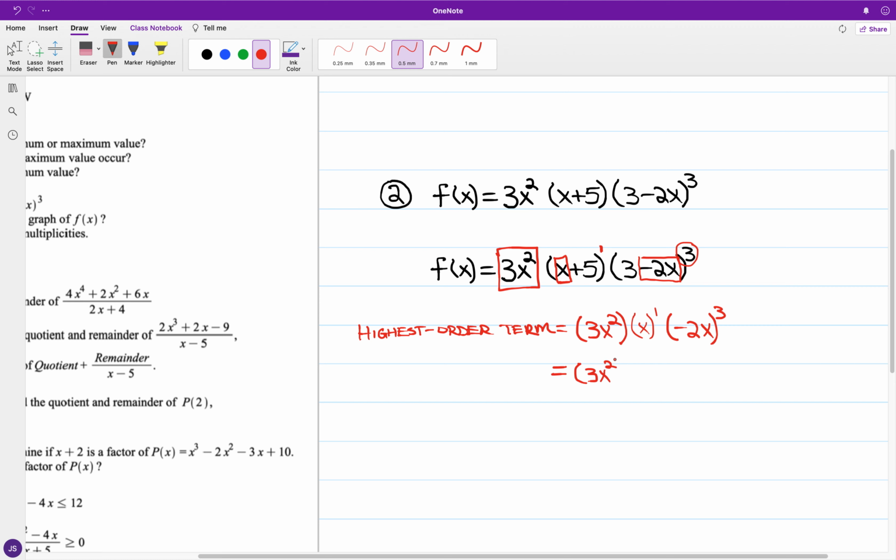Then we got, again, 3x squared. X to the first is x. Now negative 2x to the third. It's like negative 2x times itself times itself. Negative 2 to the third is going to be negative 8, and x raised to the third is going to be x cubed. So we got 3x squared from the first, x from the next, and then negative 8x cubed from having cubed out minus 2x. So for the highest order term, again, we have 3 times negative 8, which is negative 24.